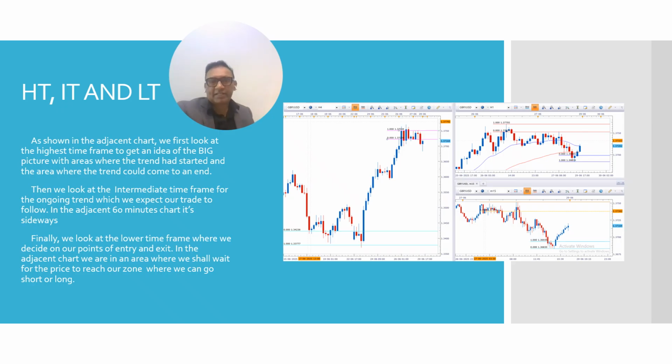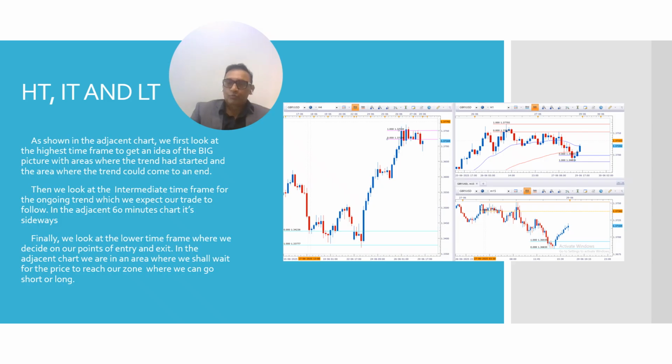We then move on to the IT, or the intermediate time frame, which in our case happens to be the 60 minutes time frame, and the trend here is sideways. Now, most of us try to avoid sideways trends because of the uncertainty of the movement of price, because the price could either break out above the supply zone on top or break down below the demand zone at the bottom and could go against us any moment, and we could lose the small profit that we were trying to obtain.